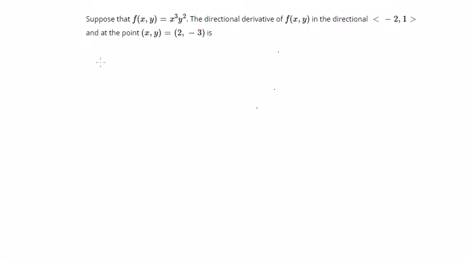Hello everybody, so today I will talk about calculus. The topic today is about directional derivative. So now I will show you the technique. So we have the function in here.